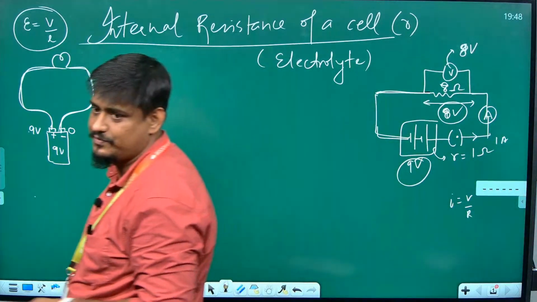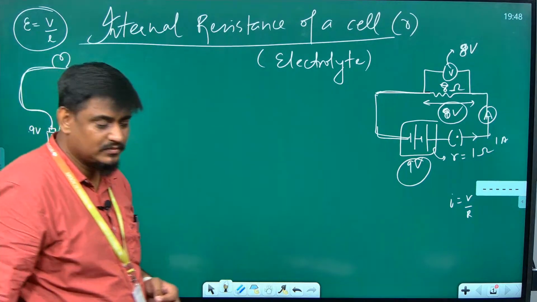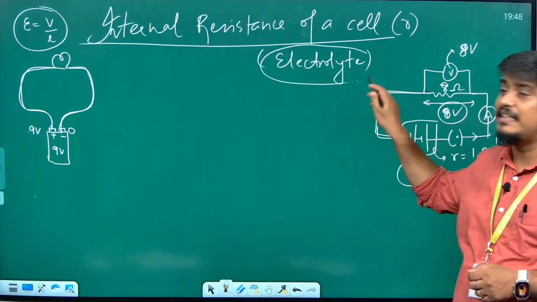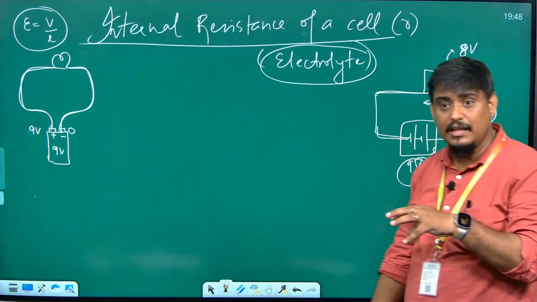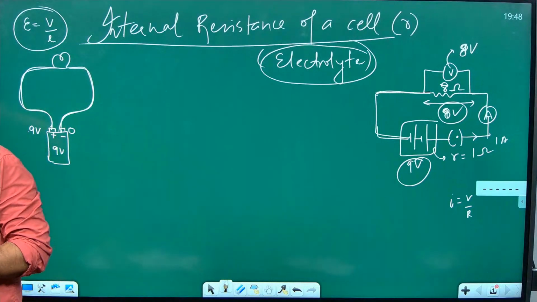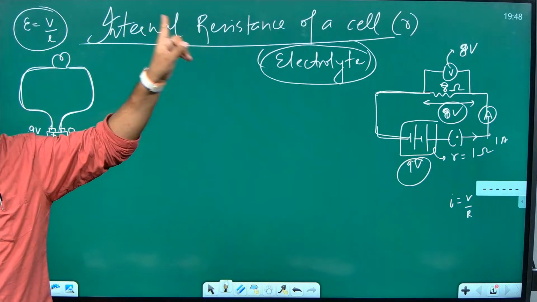Yes, Sharan. How can we say that the cell can have that, any reason? I don't know, the reason is electrolyte. The chemicals inside the cell are offering some resistance towards the movement of charge. That resistance offered by the electrolyte is what is called the internal resistance of the cell.